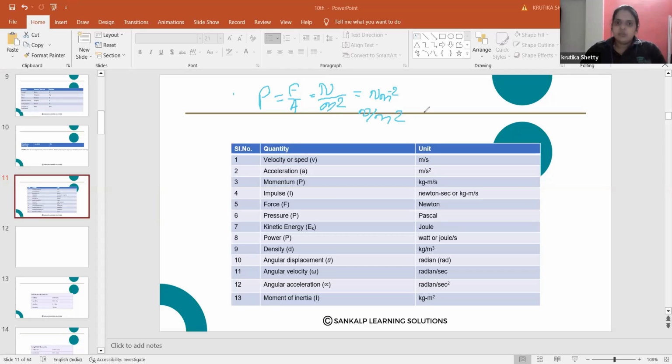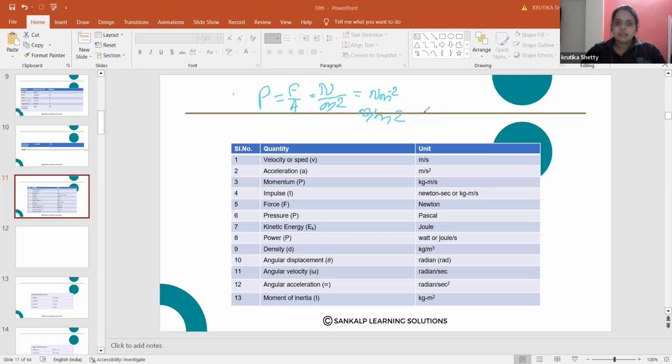Yes. So instead of saying it as Newton per meter square, this Newton per meter square is called Pascal. And Newton, what is the other unit? kg meter per second square. In the same way, whatever the pressure is, it is expressed in terms of Pascal. So actually Pascal is the name of a scientist here.